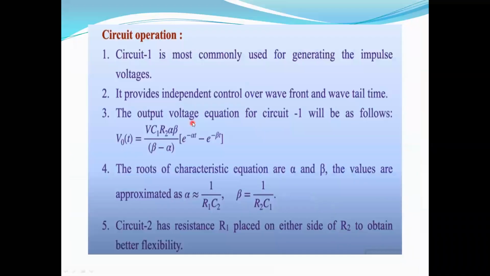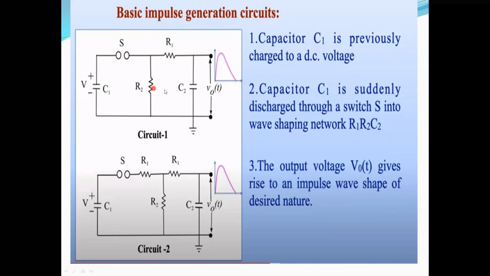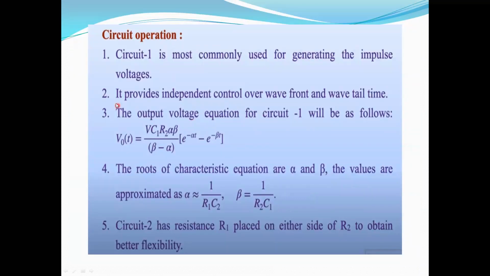Then coming to the circuit operation. First, circuit 1 is the most commonly used for generating impulse voltages. In general, circuit 1 is used for generation of high impulse voltages. And second, to provide independent control over the wave front and wave tail time, circuit 1 is used.